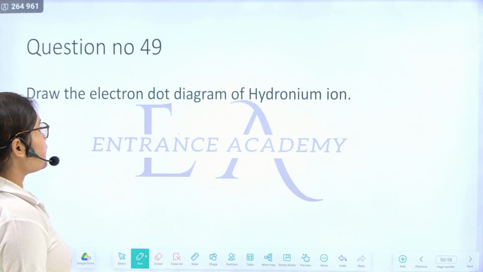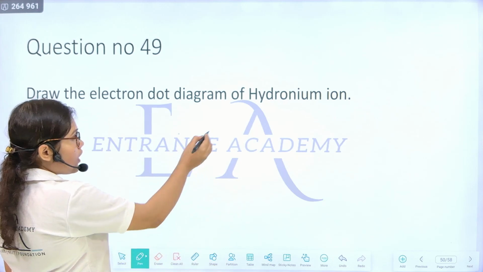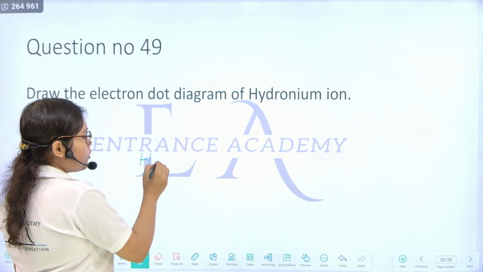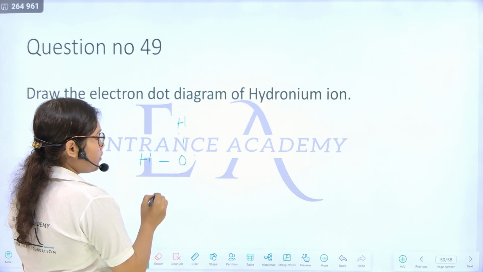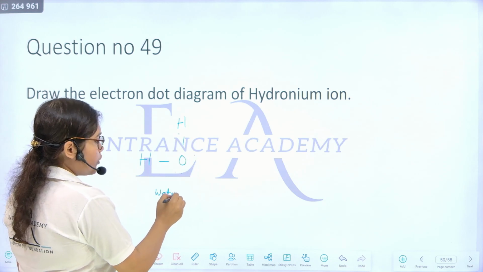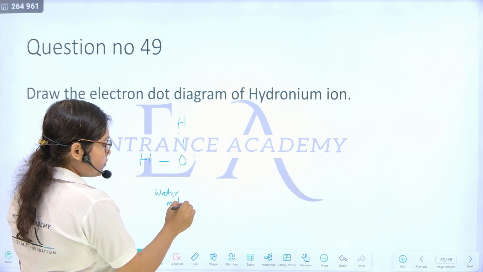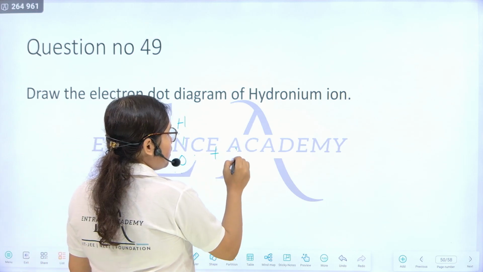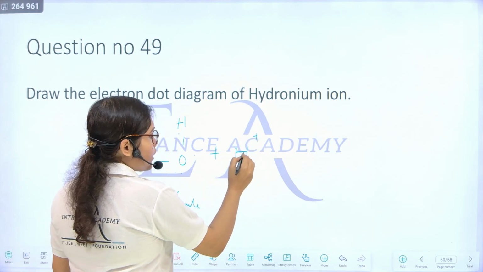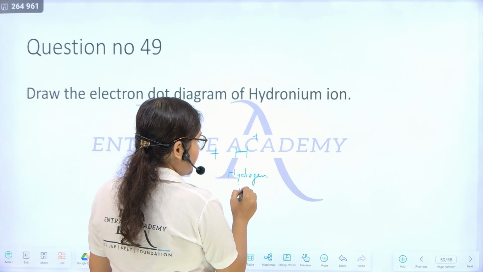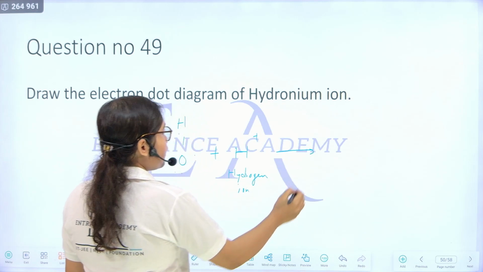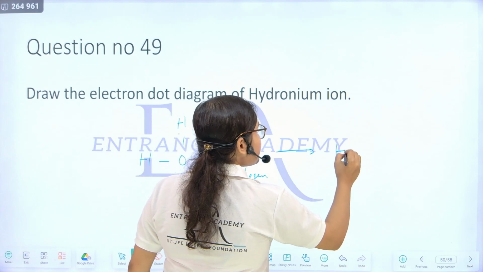Next question. Draw the electron dot diagram of hydronium ion. For hydronium ion, you have to use the water molecule first. This is the structure of water molecule. Then hydrogen ion. This is hydrogen ion. And hydronium is this.